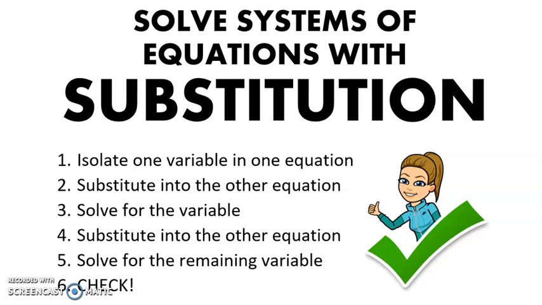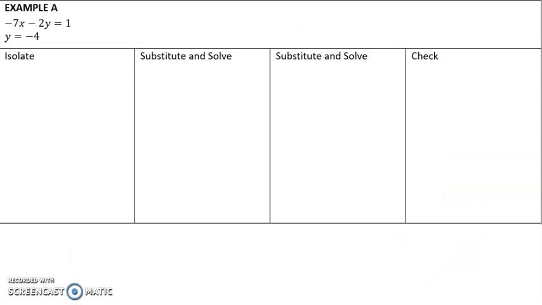What you're looking at right now is just kind of the thought process. I know it might seem confusing. Hopefully by the end of this video, it makes more sense. We're going to isolate one variable in one of the equations, so we're going to solve for either y or x. Then we're going to substitute into the other equation, solve for the remaining variable, and then check. So isolate, substitute, solve, check. Kind of the rundown. Let's look at what this looks like.